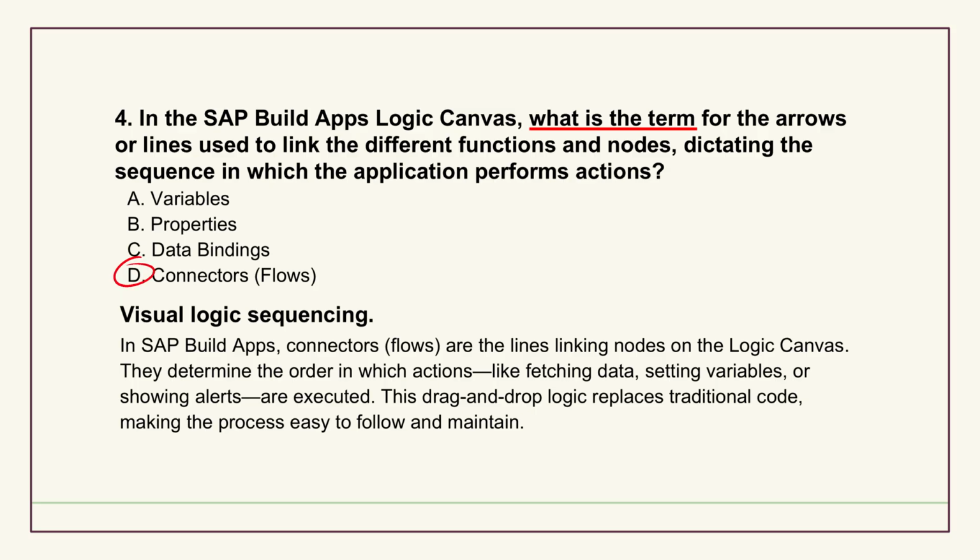Catastrophe. I mean, seriously, if you connect the show alert node before the fetch data node, your user gets an alert saying data loaded before anything's happened. Exactly, data loaded successfully, but the data hasn't even been requested yet. So the connector is fundamental. It forces the developer to visualize and enforce that time-based sequence of operations.